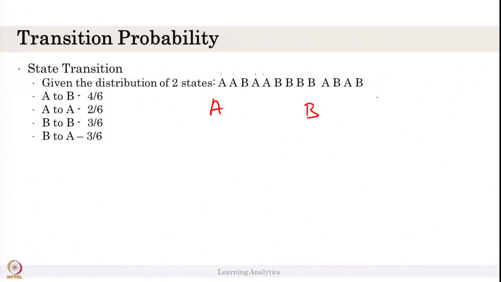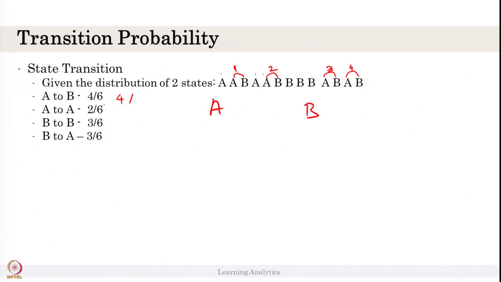How many actions are A to B? Then 1, 2, 3, 4. Some of you might know that what I am doing is basically trying to draw the state transition table or state diagram, right? If you know it, that is good, you can skip this video, but for others who do not know state transitions, I am just trying to explain the basics. So, there are 4 A to B actions.